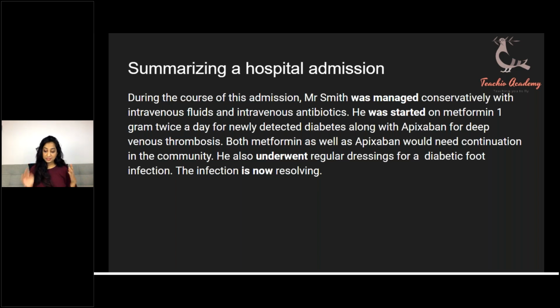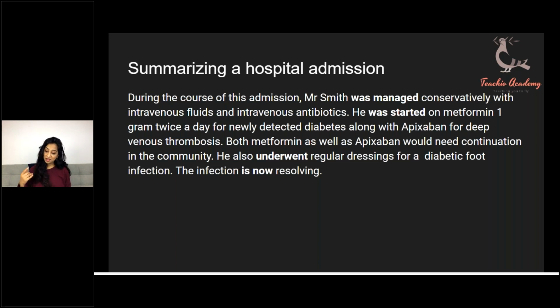An exception here, and something which confuses a lot of students: the infection is now resolving. So when you're writing the letter, the infection is improving. The improvement is happening continuously while you're writing that letter. So how do you write it? You write it in the present continuous tense. The infection is now resolving.